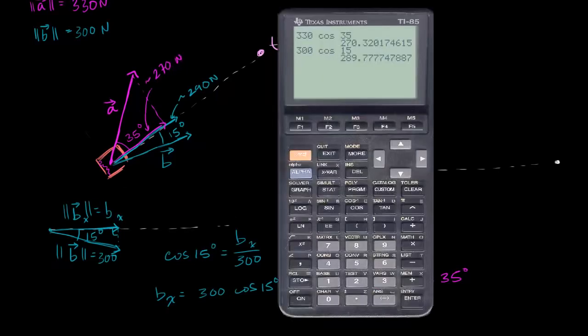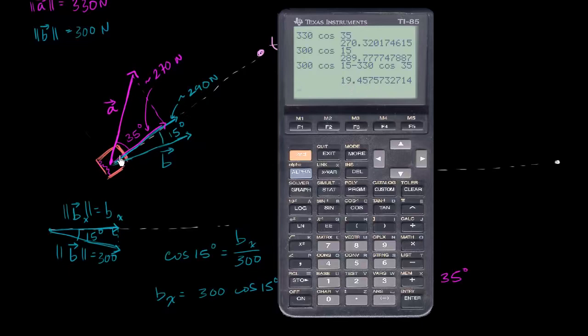So if you were to say how much more is person B pushing in the direction that we care about, if we want to be a little more precise, we can subtract the two. So we could take 300 cosine of 15 minus 330 cosine of 35, and we get about 19.5 newtons difference. That person B is contributing 19.458 newtons more in that direction towards the target than person A is.